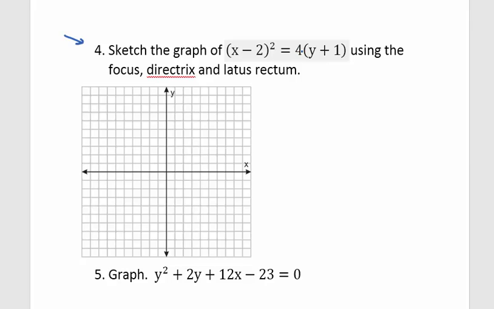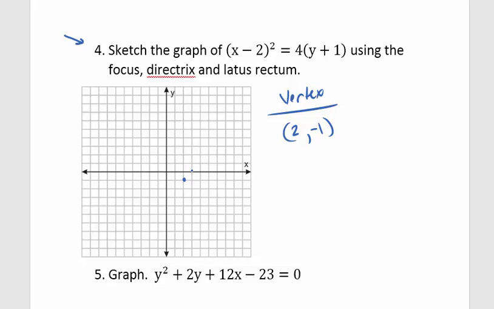All right, let's take a look now. So first thing we want to do is find the vertex. The shifts are going to be opposite of what they seem. So since this was x minus 2, that's going to be a positive 2. Since this was y plus 1, that's going to be a negative 1 shift there. So let's come over here and graph a vertex over 2, down 1.